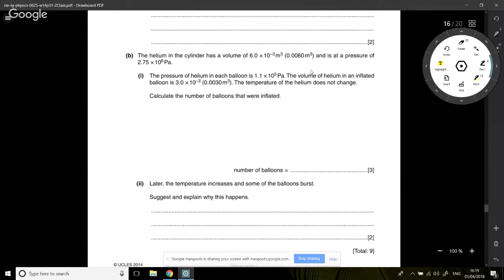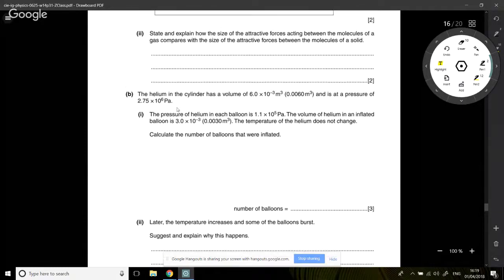All right. Then you've got some typical PV equals a constant calculations. So they say that the helium in a cylinder has a volume of this much and is at a pressure of this much. Then the pressure of the helium in each balloon. So we know the change in pressure, so we can figure out how much volume of helium we'd have if we used up the entire cylinder. And then we know the volume of each balloon.